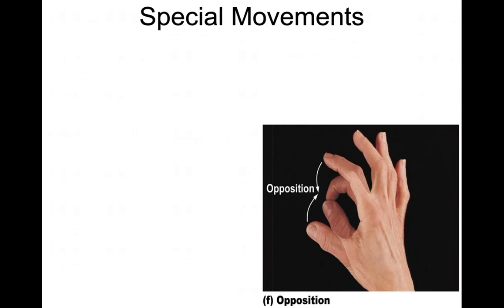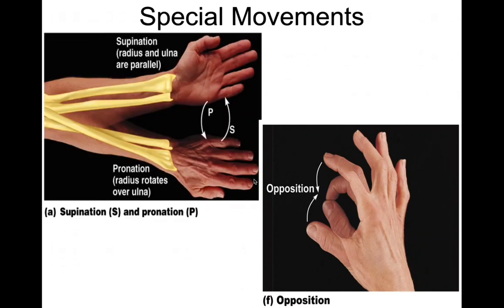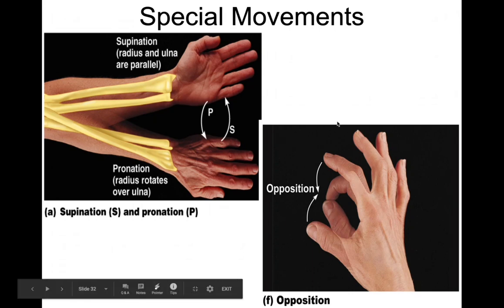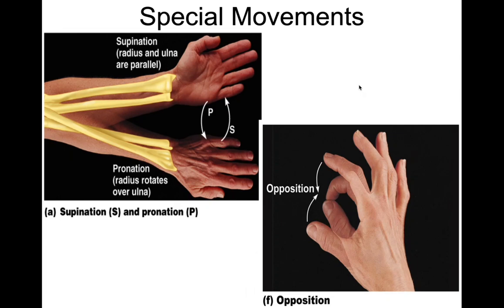Special movements, opposition. So that's being able to pinch the thumb to the fingers. If you look at your pets, your cat or dog, they do not have opposable thumbs to be able to pinch things. If you feed a squirrel, when it grabs the nut from you, it's got to use both of its little paws to grab it because it doesn't have an opposable thumb to pinch it.